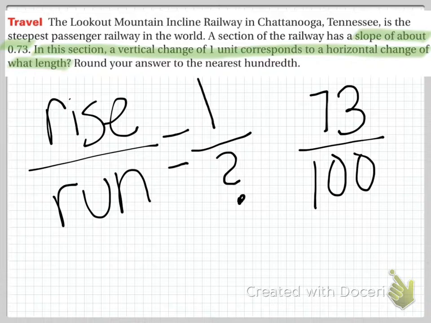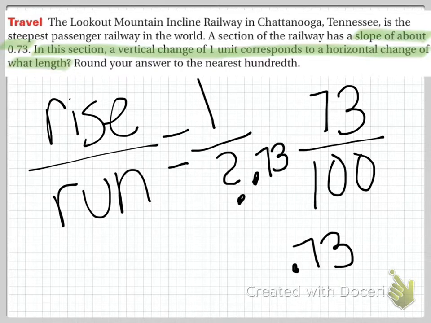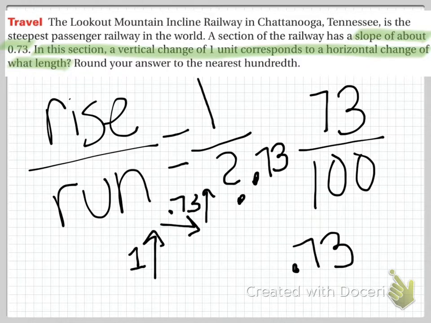So to do this, you would divide 73 by 100, and you would end up with 0.73. Okay, so that means your rise would go up 1, and your run would be 0.73. Or in other words, it's not going to quite go over 1. It's going to go up 1 and then over almost 1, about 3/4, because 75 would be 3/4. So it's going to go up 1 and then over 0.73. And then up 1 and over 0.73. Okay? So that's what it would be.